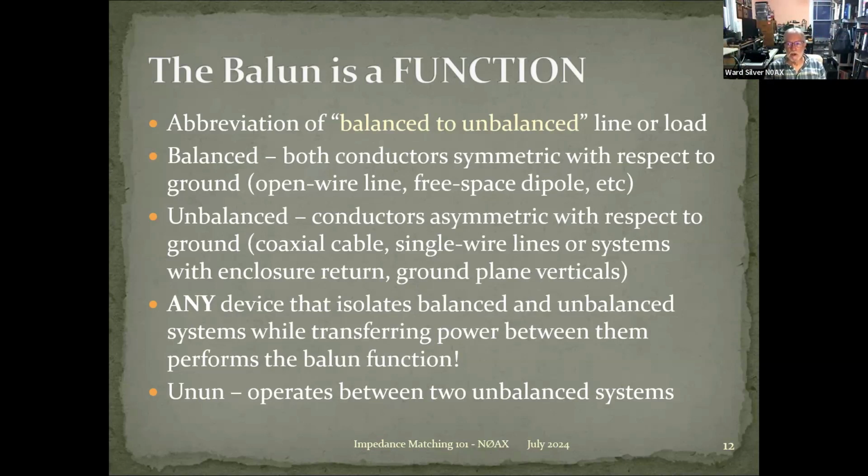Single wire lines, where you just have an output coming from a circuit that goes off to wherever, that is definitely unbalanced. Any system that has the enclosure return, meaning you screw the transmission line onto the enclosure, one of the conductors is connected to the enclosure, that's an unbalanced system. Ground plane verticals, where you have one radiating element and the rest of it is some kind of ground screen, that's also an unbalanced system.